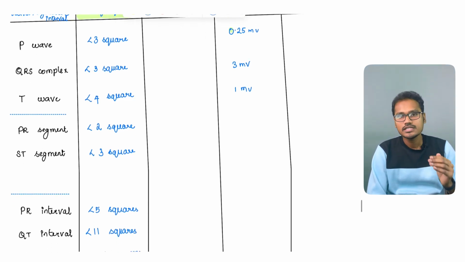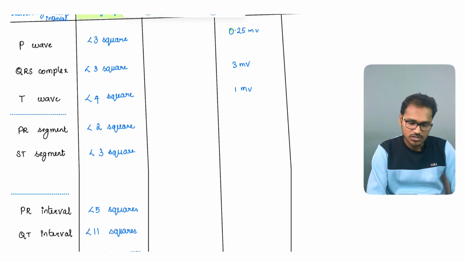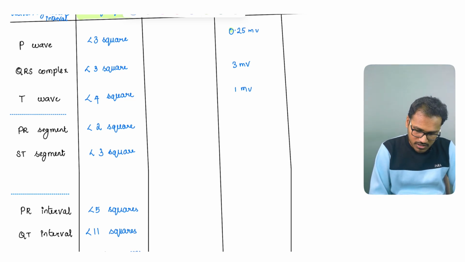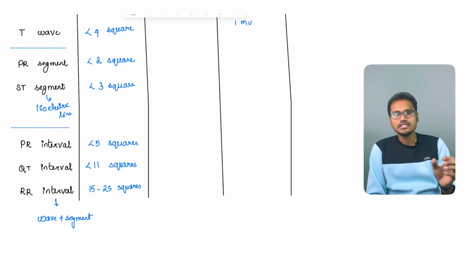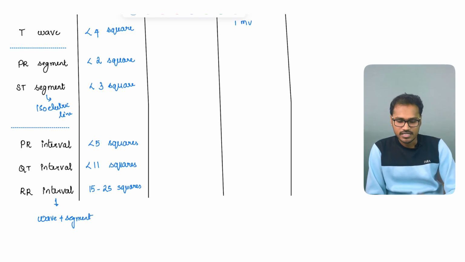Then we will talk about the segments. Segments are nothing but isoelectric lines. Whereas an interval will have a wave plus segments. It can be multiple waves also. So basically they will include both waves as well as segments.